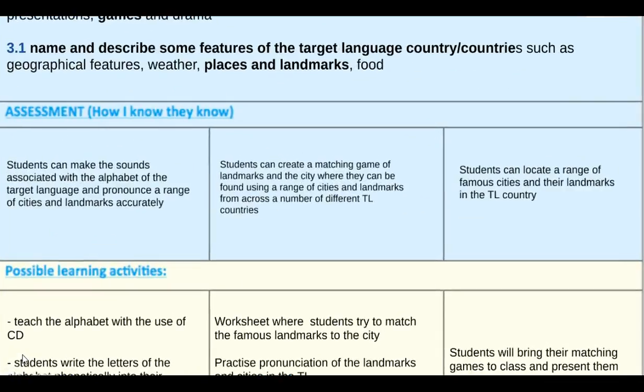We as a department decided that being able to make the sounds associated with the alphabet of the target language and pronounce a range of cities and landmarks accurately would demonstrate the learning of these particular outcomes. This is not definitive, rather we decided as a subject department. Your subject department may have decided that students will demonstrate their knowledge of that particular learning outcome in a slightly different way.